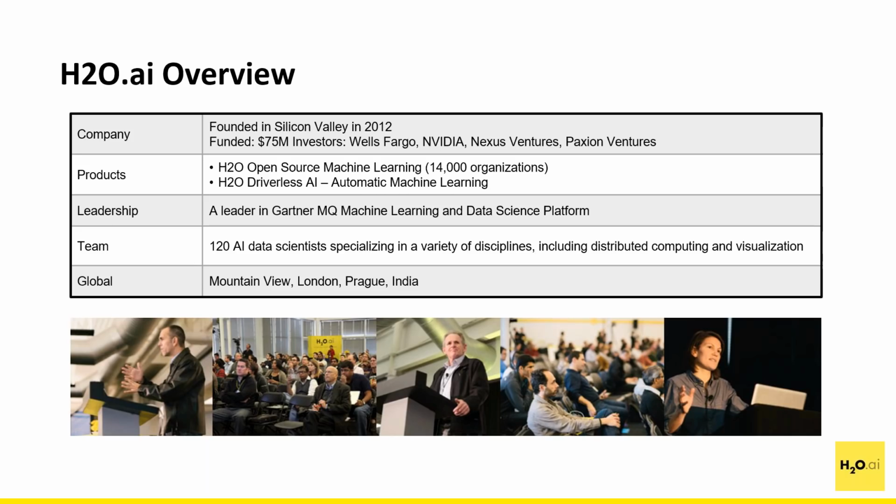We also have an amazing visualization, distributed computing, and AI team that solves a whole lot of problems. And finally, H2O is a global enterprise. We are headquartered in Mountain View, California, but we also have offices in London, Prague in the Czech Republic, and in India.